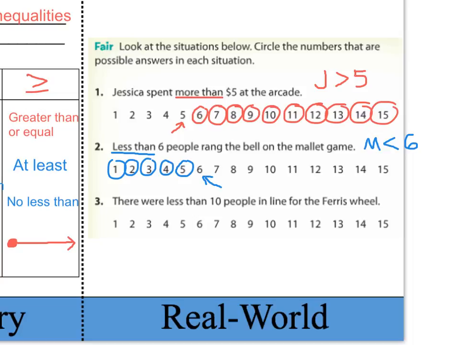The third one says there were less than 10 people in line for the Ferris wheel. I went ahead and I circled every single number that was less than 10, and I did not circle number 10. And it says less than, so everything less than 10. If you notice, every single one of these problems, which are inequality problems, have multiple answers. So let's use these key concepts to discuss the following examples.